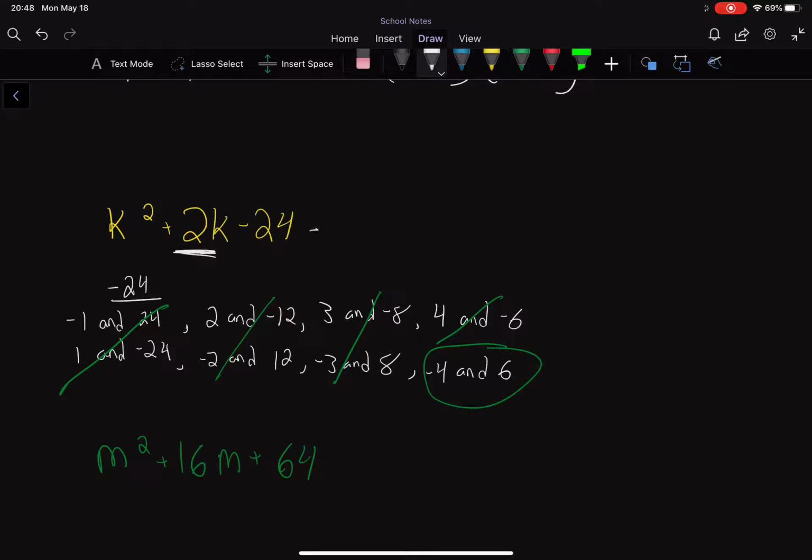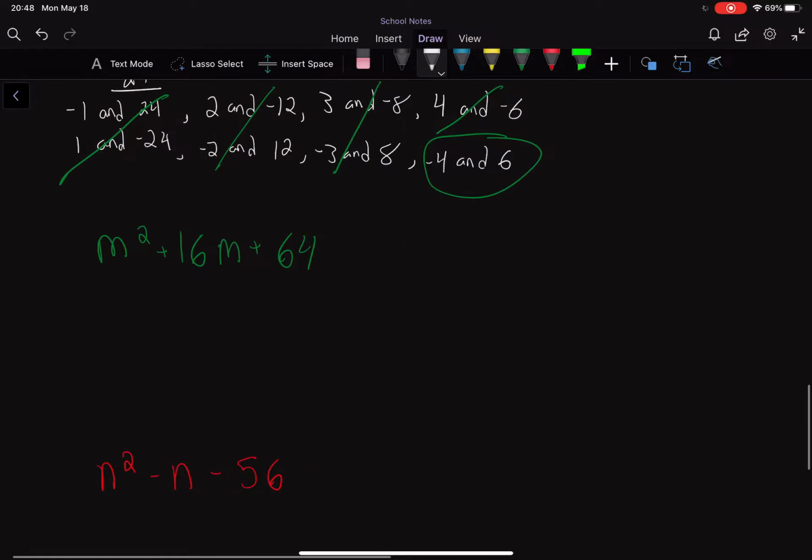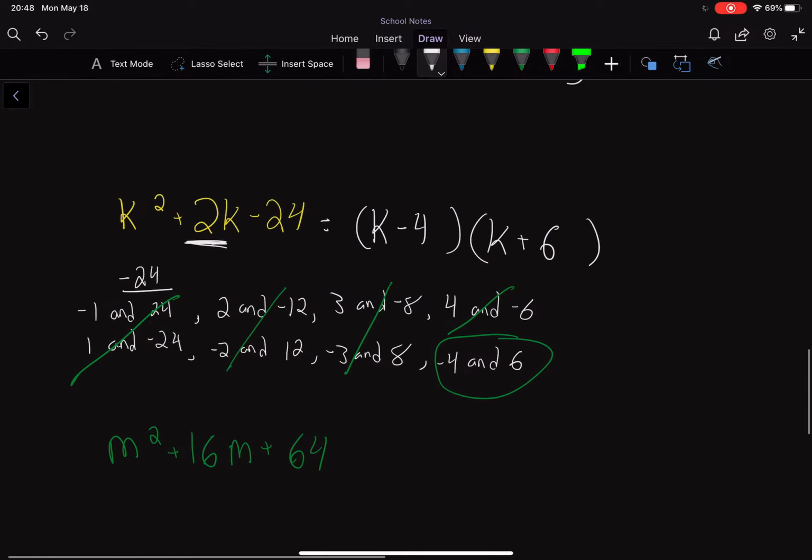So we're going to have our double sets of parentheses. And we're working with k squared by itself, so we can put k in one, k in the other. And we have negative 4 as one of our terms, so let's write that in one set of parentheses, and positive 6 in our other one. And so that ends up being the answer.